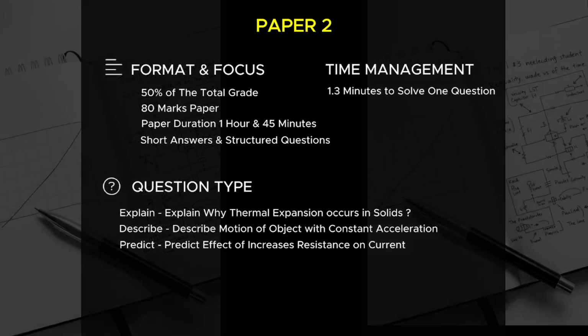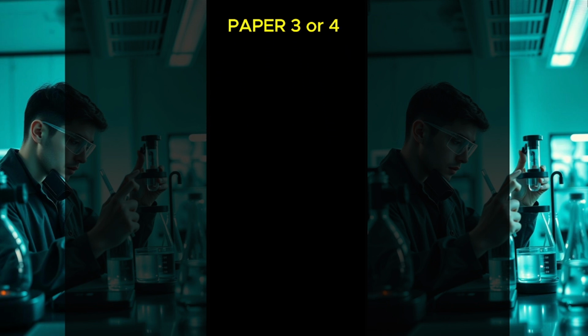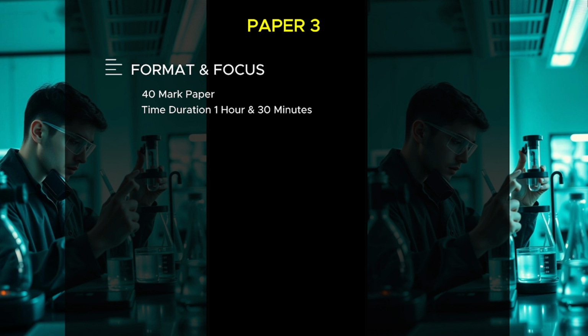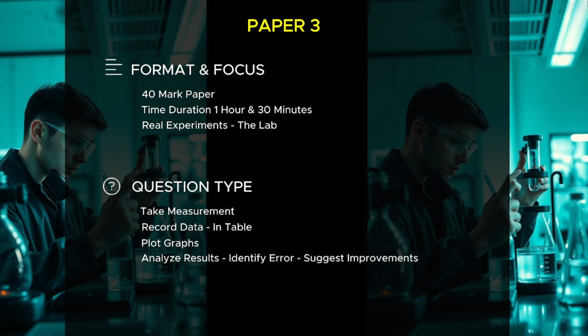Finally, paper 3 or 4, practical or alternative to practical. This paper tests your experimental skill, which is known as AO3 or Assessment Objective 3. You either take paper 3 or paper 4, depending on your school. Paper 3 is the practical paper. It is of 40 marks, and you're supposed to complete your paper in 1 hour and 35 minutes. You carry out real experiments in the lab. You will be asked to take measurements, record data in tables, plot graphs, analyze results, identify errors, and suggest improvements.